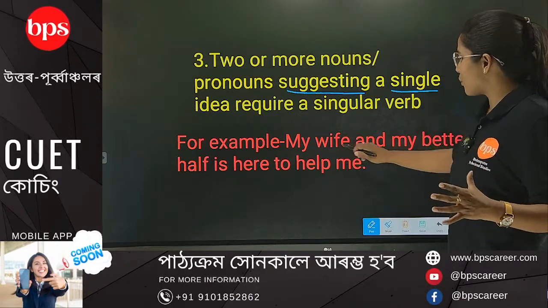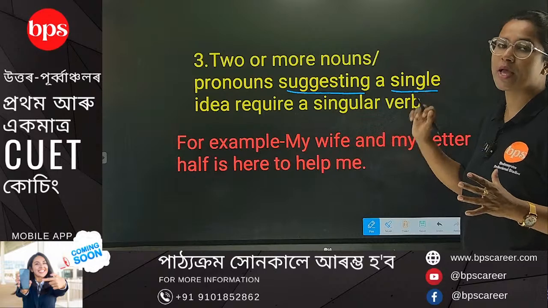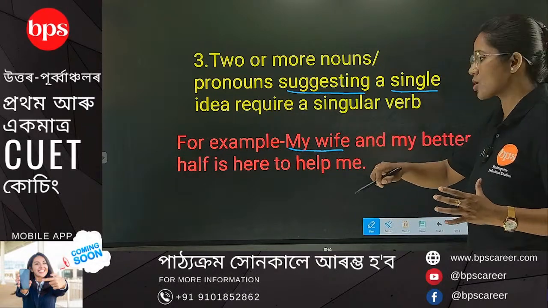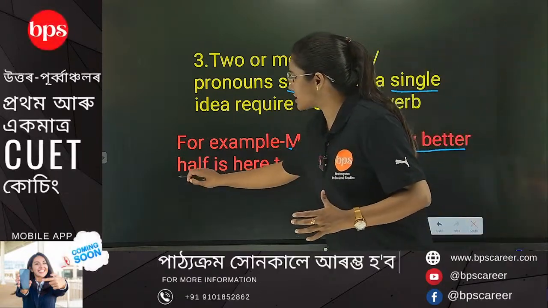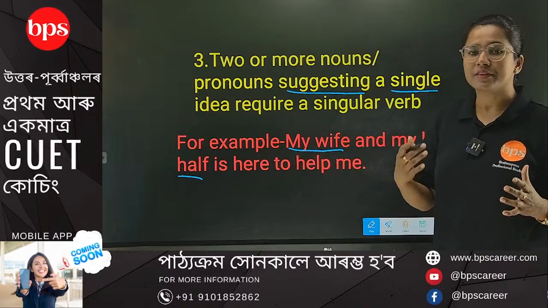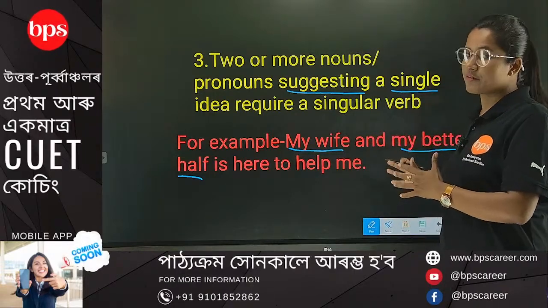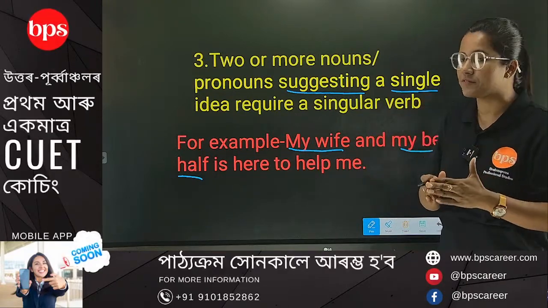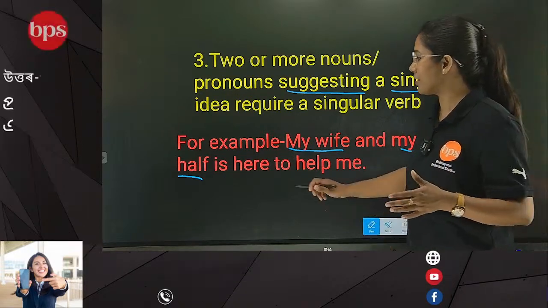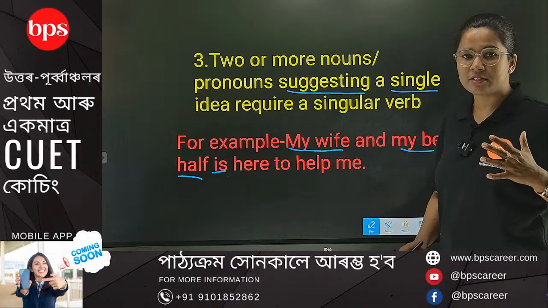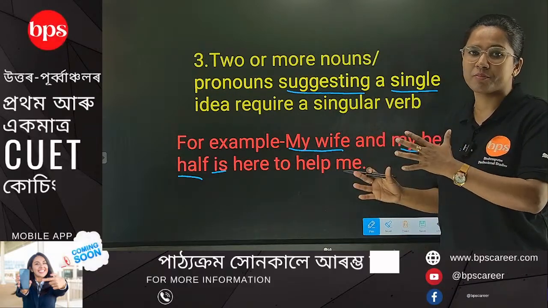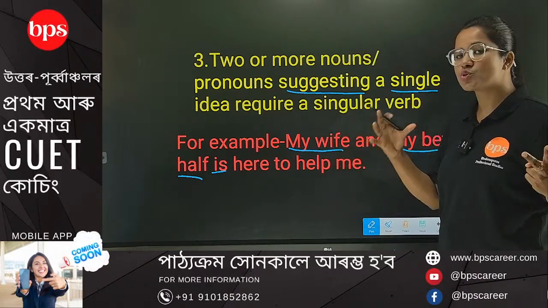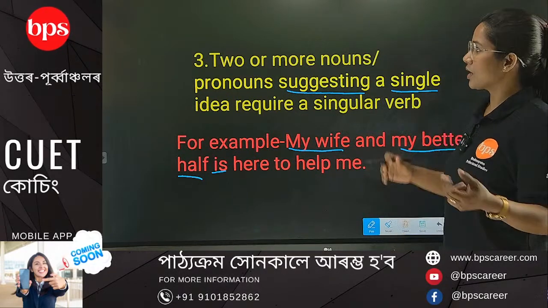For example, my wife and my better half is here to help me. So here what is being focused? My wife, who is also my better half. That means it is the other name, the substitution. The other name of my wife is my better half. And because the two forms are given of the same concept, that is my wife, here we will use the singular verb. Can you understand what kind of substitution or form is related here? The two forms are different, but the concept is singular. Okay? Two forms, singular concept. Yes? Moving on to the next.